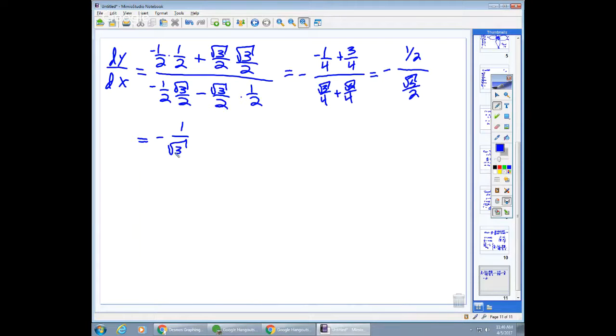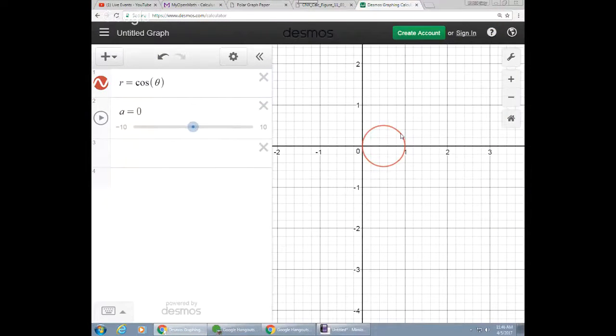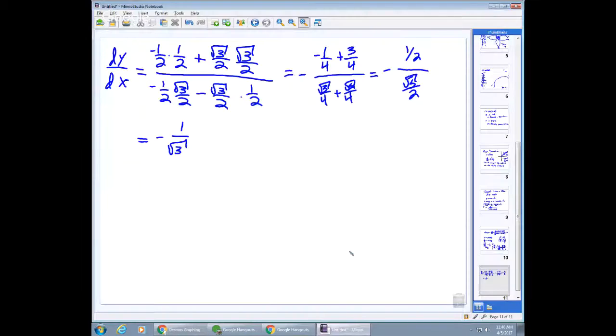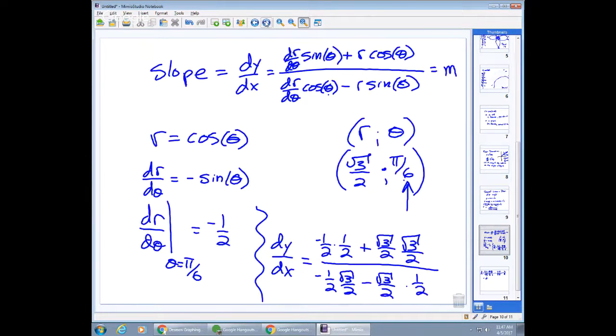And does it seem reasonable that it's a negative slope for the point we're interested in? Yeah, according to Desmos, we definitely have a negative slope at this point right here. Okay. All right. We've got the slope. We have the point. We don't have the y-intercept, though. We need the y-intercept to use that crazy formula back here. So we have to calculate the y-intercept. So we're going to have to do a little rectangular work here.